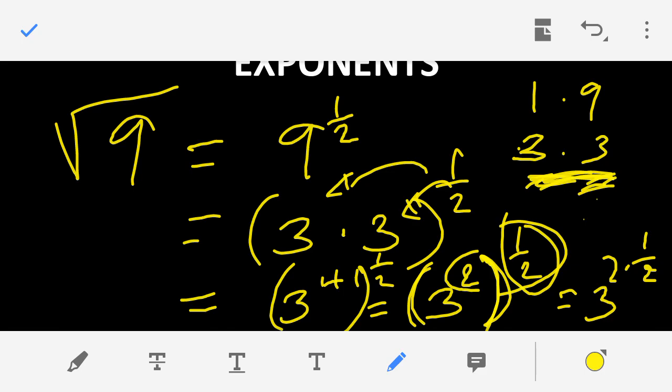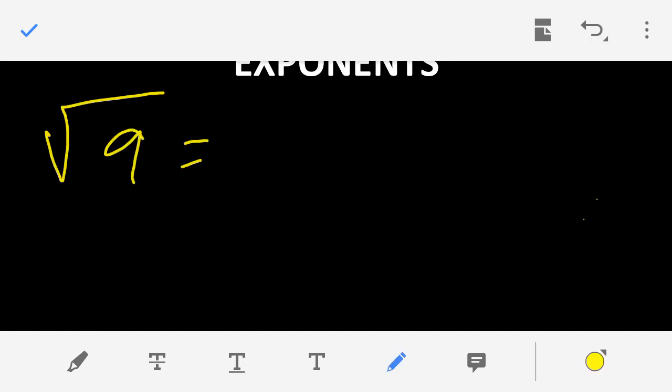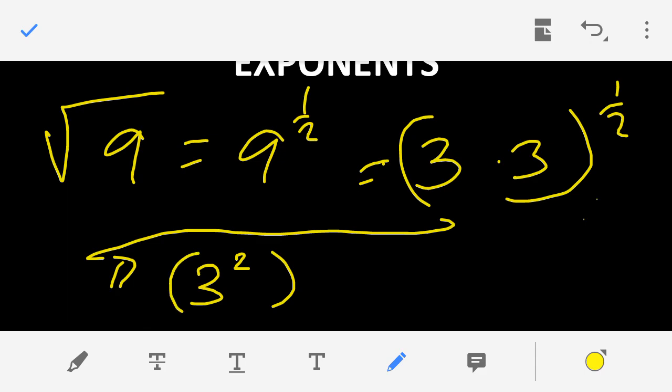2 times 1 half, multiplication of fractions. We know that any whole number has a denominator of 1; it really exists there, it's just unnecessary to write. So we have 2 times 1 equals 2, 1 times 2 equals 2, and 2 divided by 2 equals 1. So we know the answer. The square root of 9 is equal to 9 to the 1 half, which is equal to (3 times 3) to the 1 half, which is equal to 3 squared to the 1 half. We can write this as 3 to the 2 over 2, which equals 3.